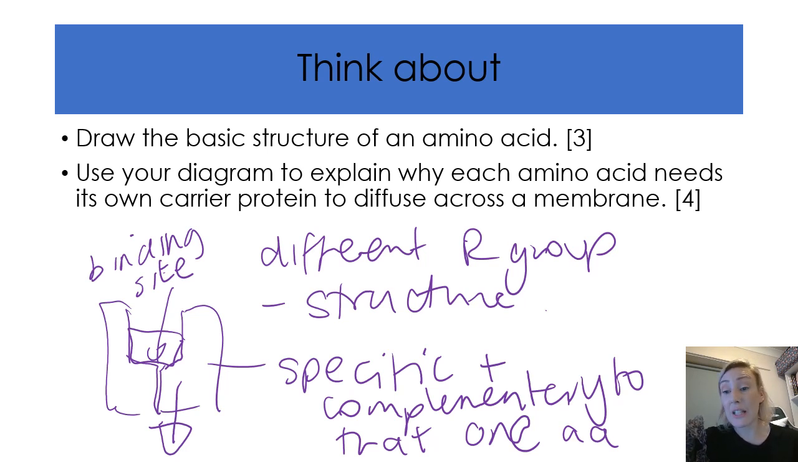Of course, this isn't the case with oxygen. Oxygen just diffuses across membranes, down concentration gradients, because it's moving through the phospholipid bilayer by simple diffusion. So quite a lot to think about there, okay?